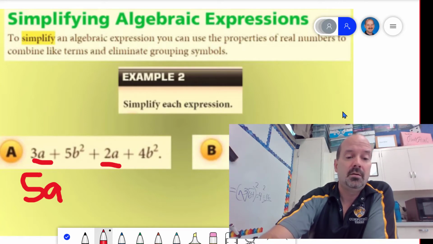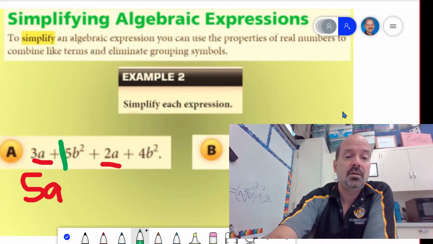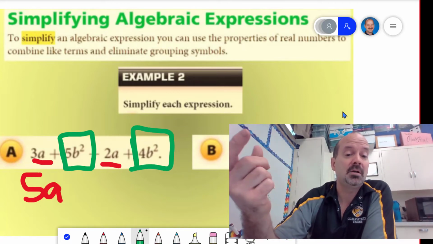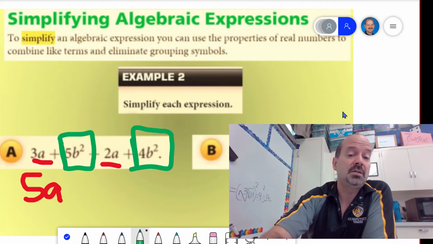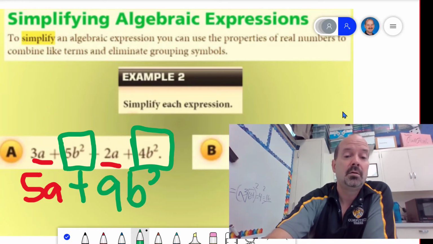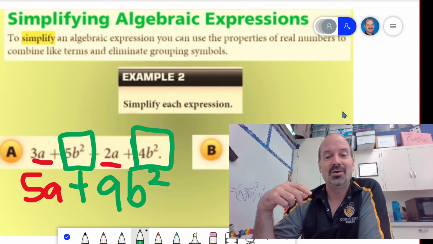And then, switch colors here. The 5b squared and the 4b squared have the same variable, b, and the same exponent, squared. So you can add the coefficients, the 4 and the 5, and you get 9b squared. So that's how you add those.